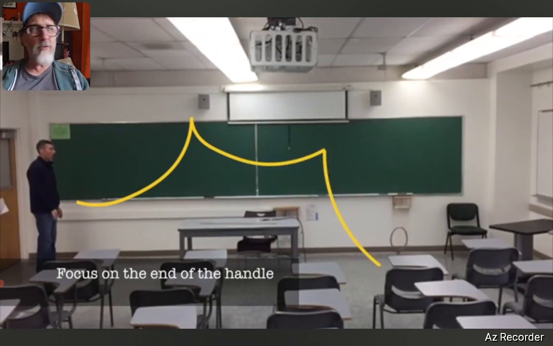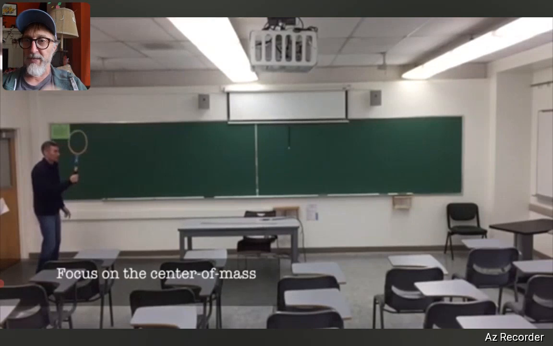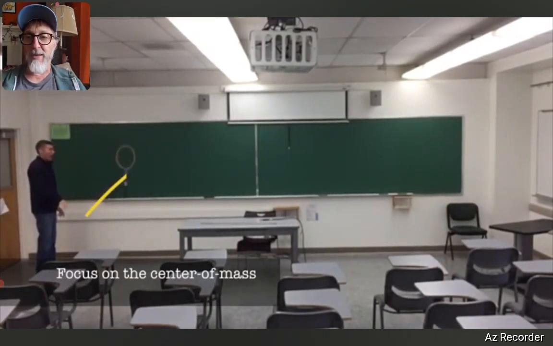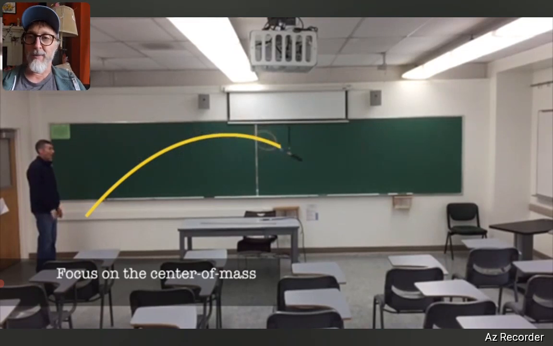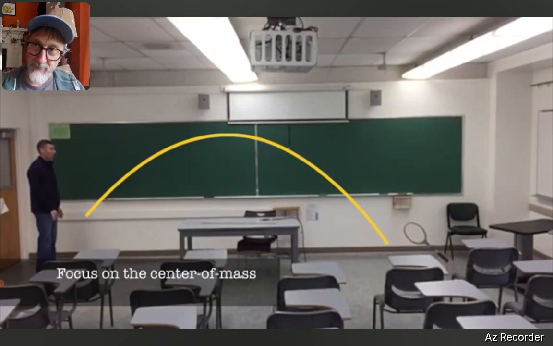Because if we threw a baseball, it would just follow a nice parabolic path, right? So this time we're going to focus on the center of mass. Same throw, but this time there's the center of mass following that parabolic path that it would follow if it was a baseball. All right?